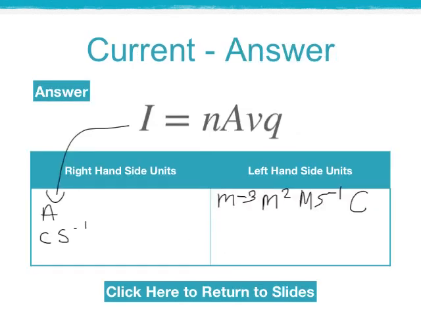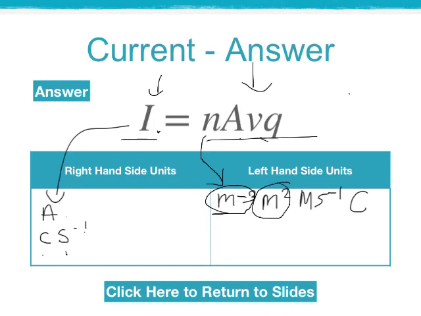In order for the two sides to be equivalent, this side would have to be equal to this side. So current is amperes, which is coulombs per second, or coulombs second to the -1. And let's have a look at here. Here we have number of particles, which is unitless, per meter cubed. So here we have m to the -3, and then area, cross-sectional area, which is meters squared, and then we have speed, which is meters per second, and then we have Q, which is coulombs.